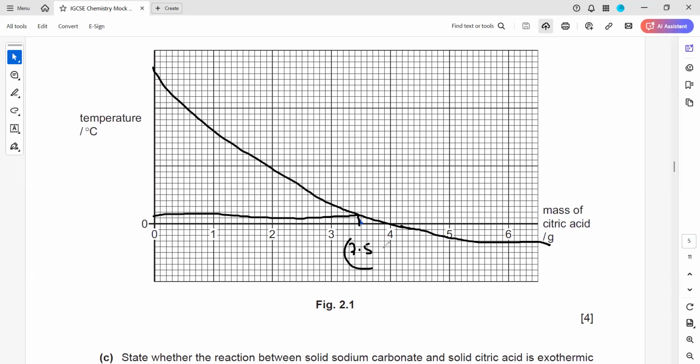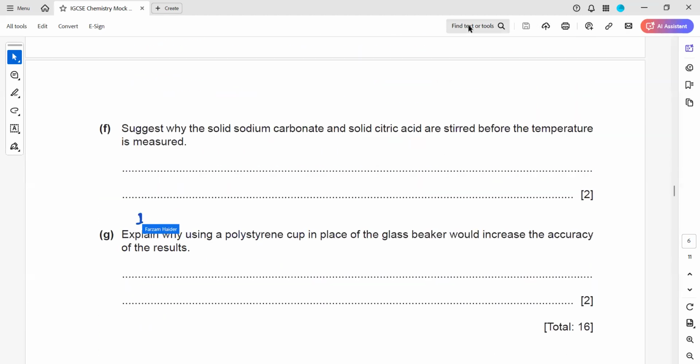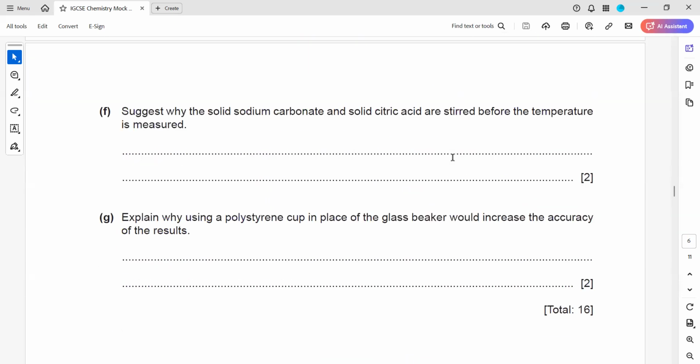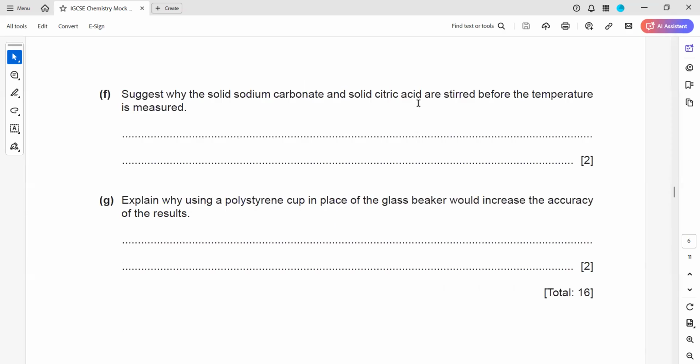When 3.5 gram of citric acid is added, what is the temperature change? Accordingly, we will write. So 1 is there, so we'll write 1. Next is suggest why solid sodium carbonate and citric acid are stirred before the temperature is measured. Why do we stir them? Two solids were there and we stir them.